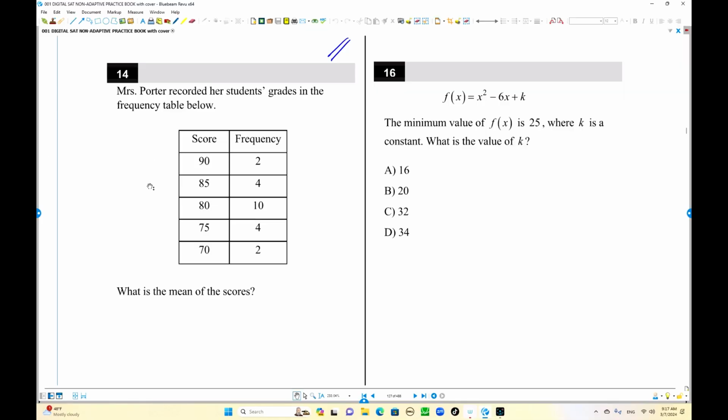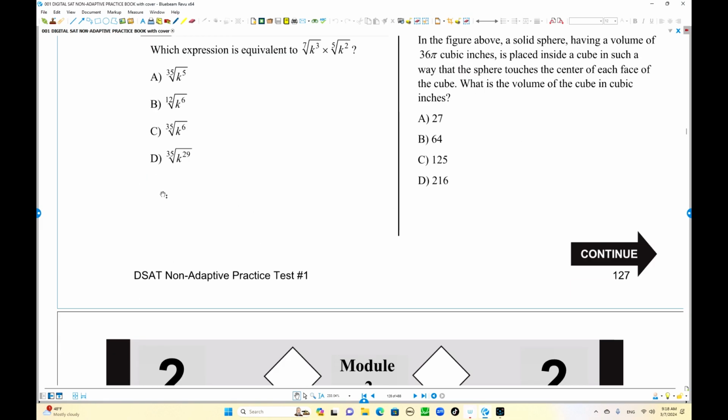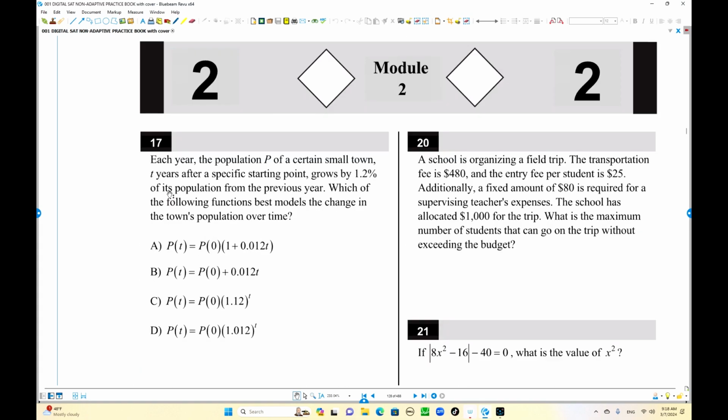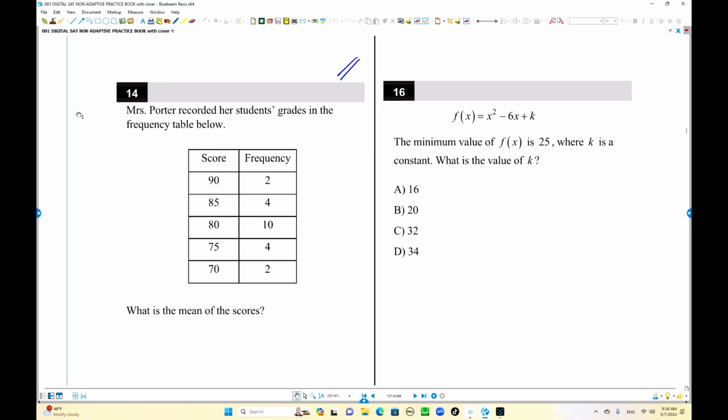Everyone, this is the digital SAT textbook, Test 1, Module 2, right? Yeah, that is Module 2. So we're going to try from number 14.